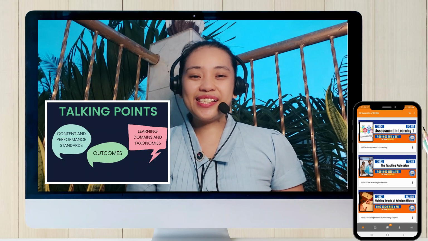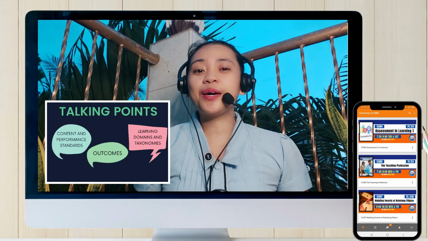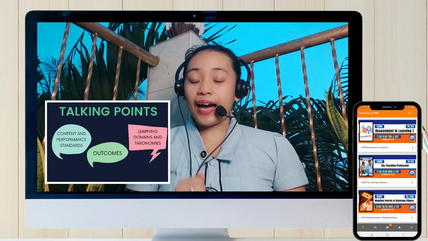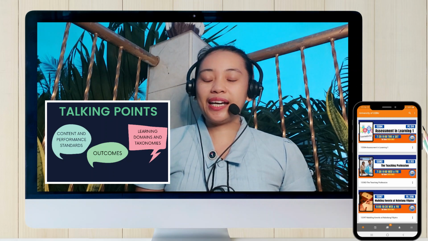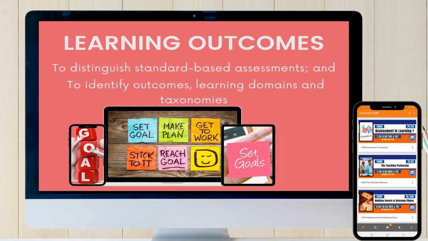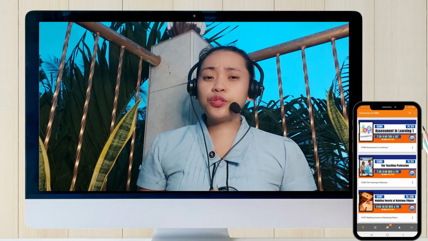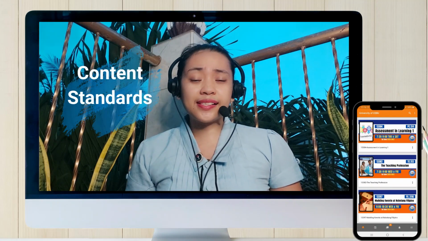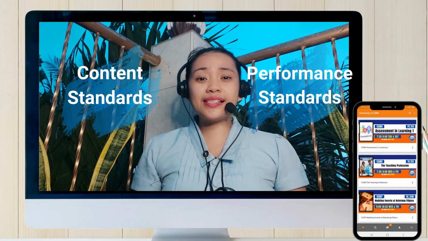Our talking points will be about content and performance standards, outcomes, and learning domains and taxonomies. After this lesson, you will be able to distinguish standard-based assessments and you will be able to identify outcomes, learning domains, and taxonomies. Now, what is the difference between content standards and performance standards?